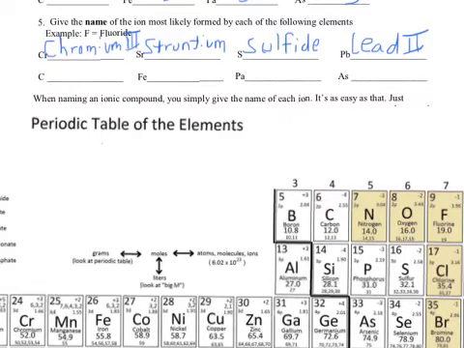Carbon is a non-metal. Since it's a non-metal, it's going to change its name to ide. So in this case, I'm going to call it carbide. Turns out there's not a lot of carbides out there, but there is one, like calcium carbide.